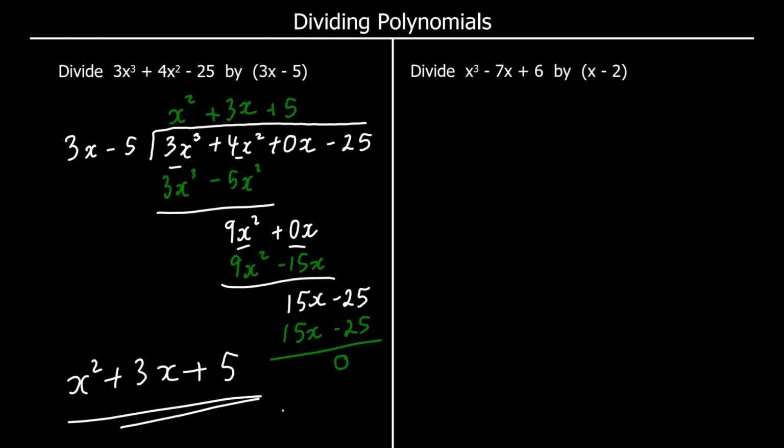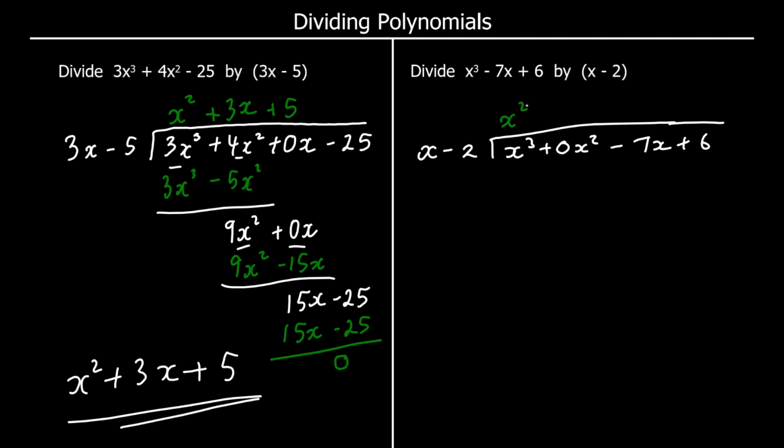So this time the x squared term's missing. So we just need to add it back in by writing 0x squared. So you can't just miss out a column, you need to keep all of the columns. X cubed over x is x squared times by x squared. So we've got x cubed minus 2x squared.